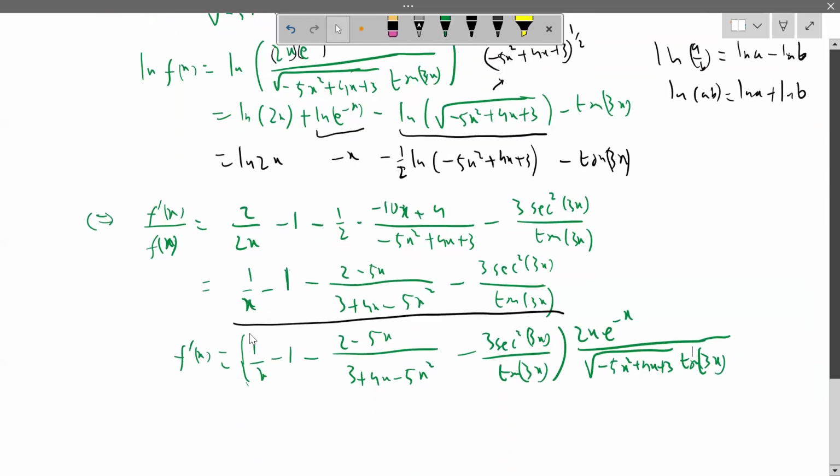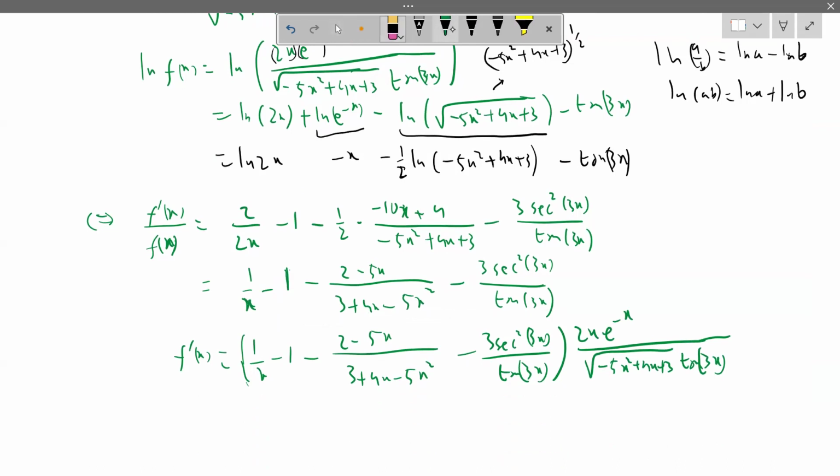Hence, we now know that we can use the logarithmic differentiation technique to simplify the process of finding derivatives that involve a lot of functions, just like this one.